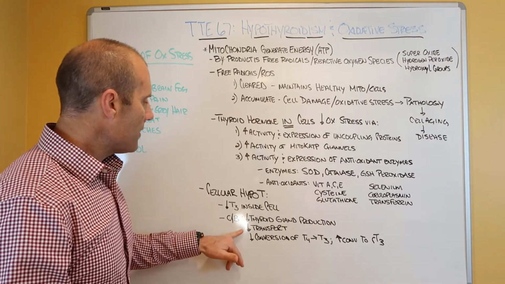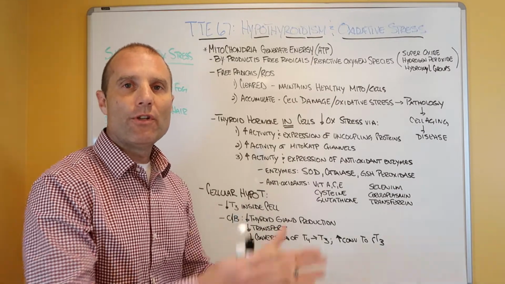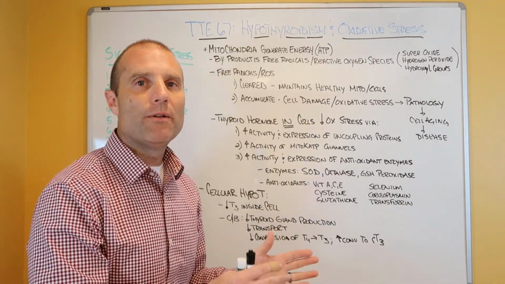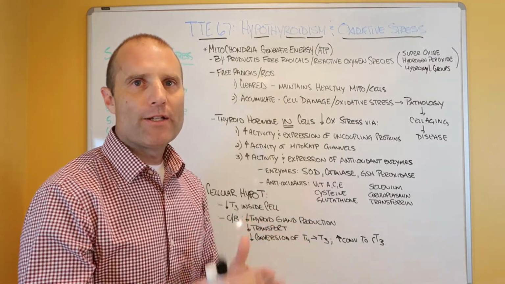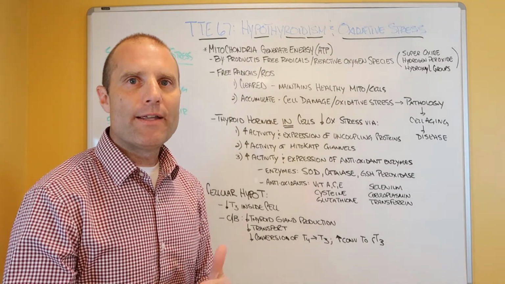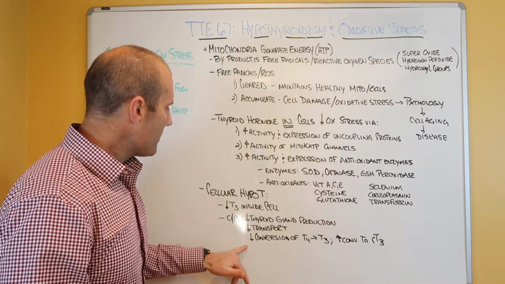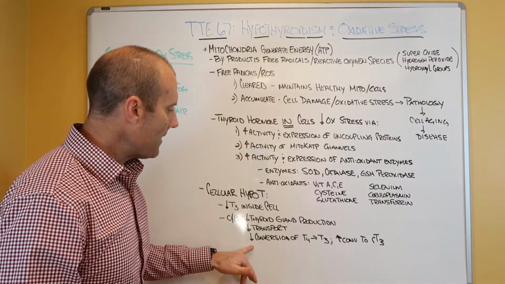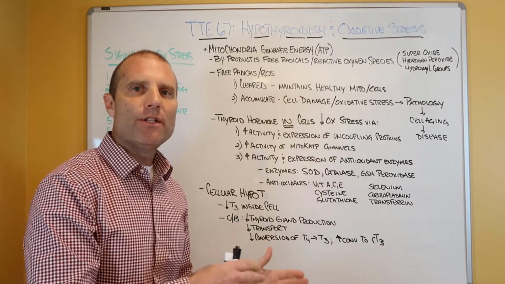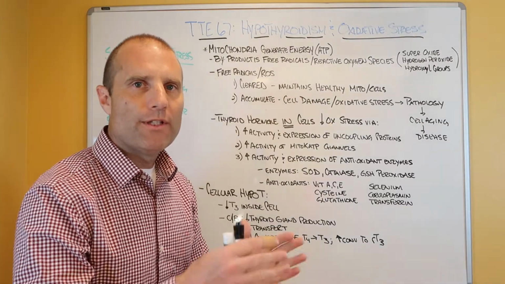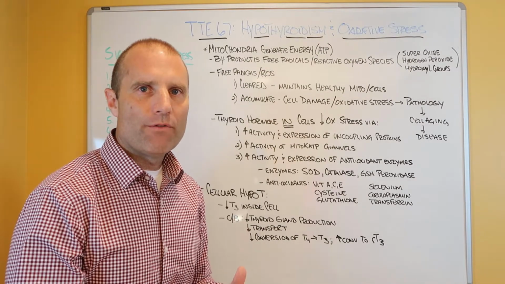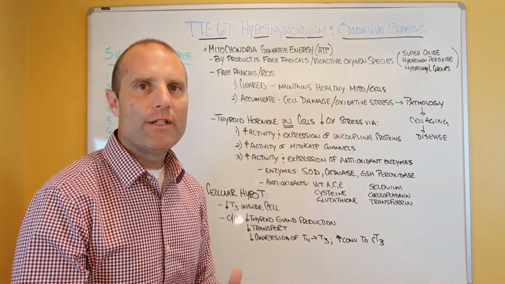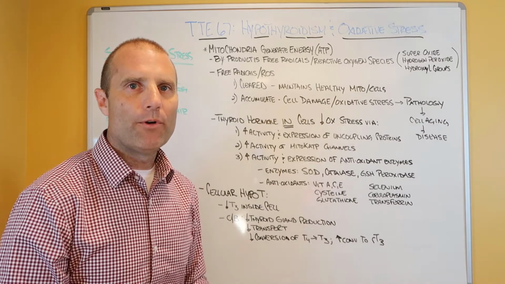It can be caused by decreased transport. So you can have optimal levels of T4 and T3 in the blood, but it's not being transported appropriately inside the cells. Or you can have cellular hypothyroidism because inside the cell there's decreased conversion of T4 to T3 and increased conversion of T4 to reverse T3, the inactive form of thyroid hormone.